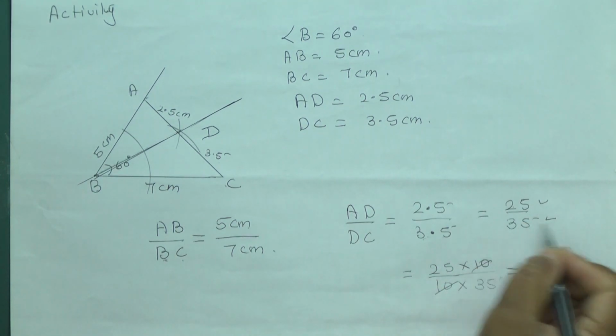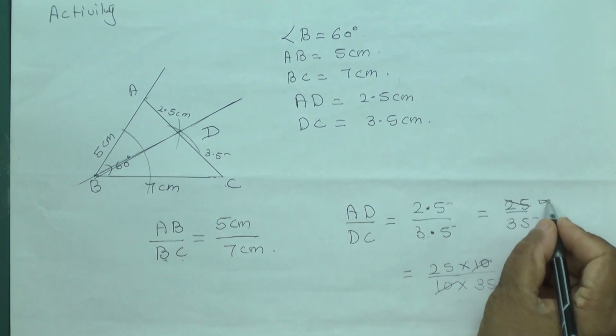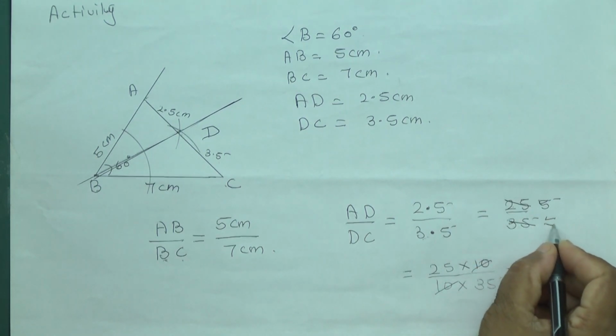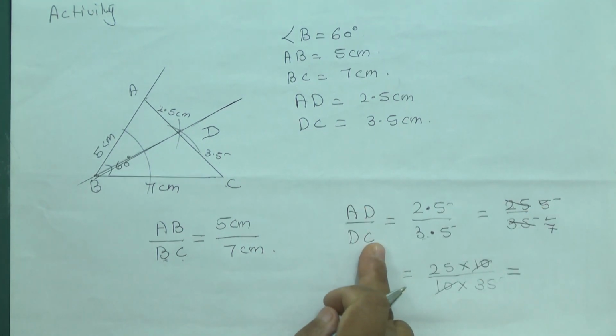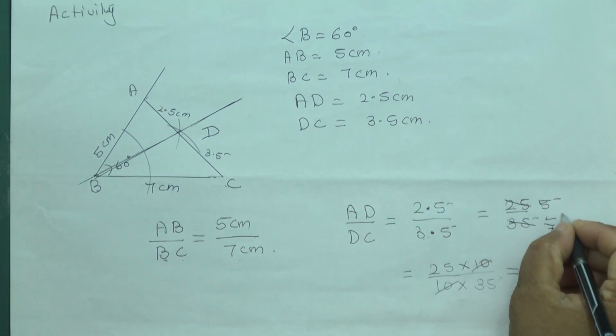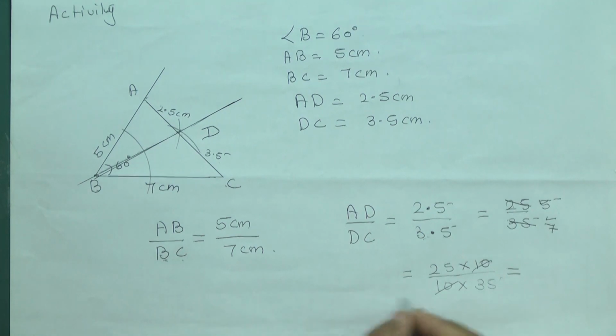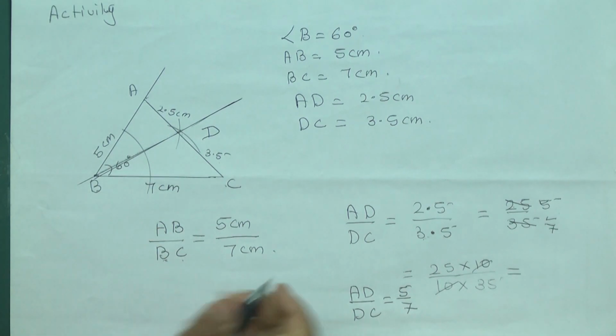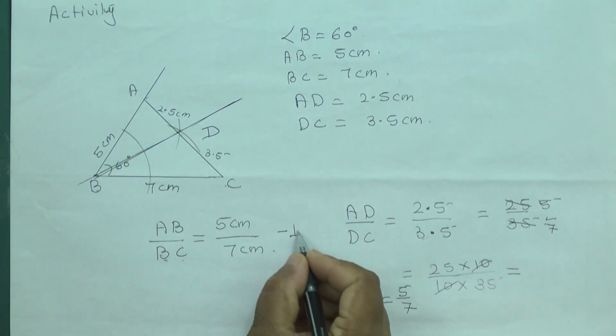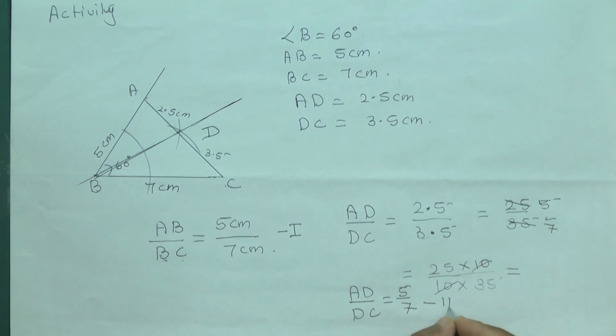Now 25 and 35 will cancel by 5. 5 5s are 25 and 5 7s are 35. So AD upon DC, what we got, is also equal to 5 upon 7. So let me write here AD upon DC is 5 upon 7 and AB upon BC is also 5 upon 7. This is the first statement and this is the second statement.